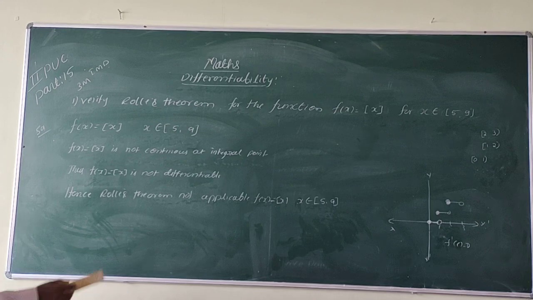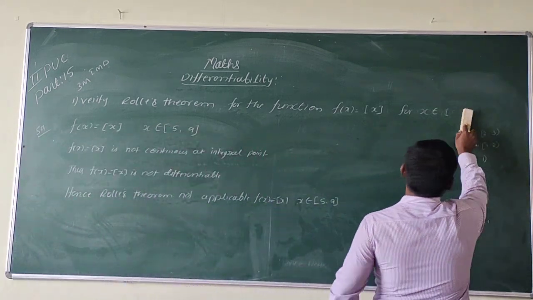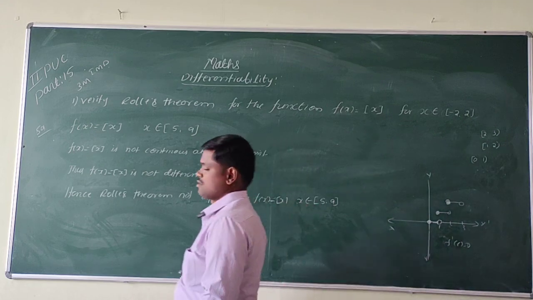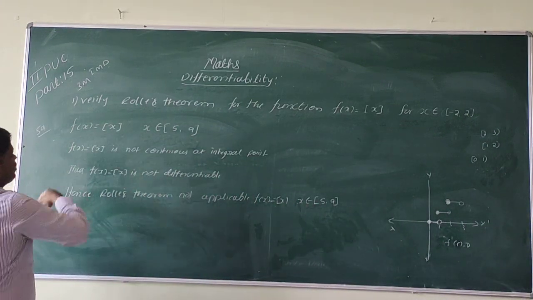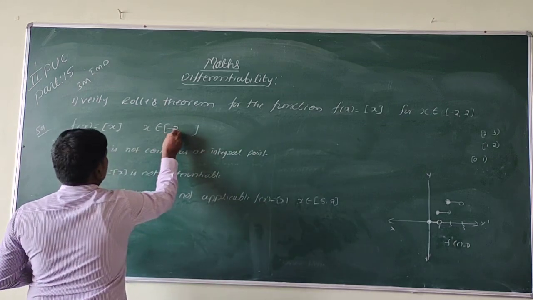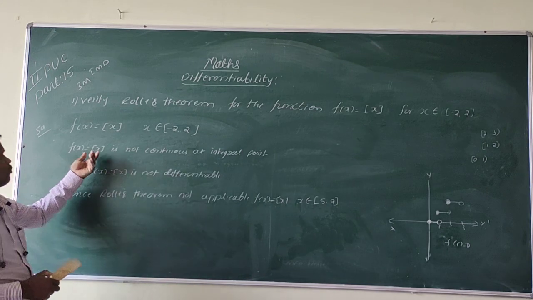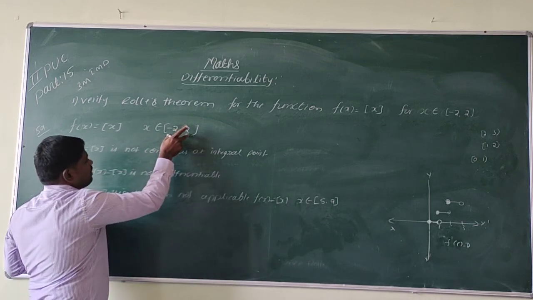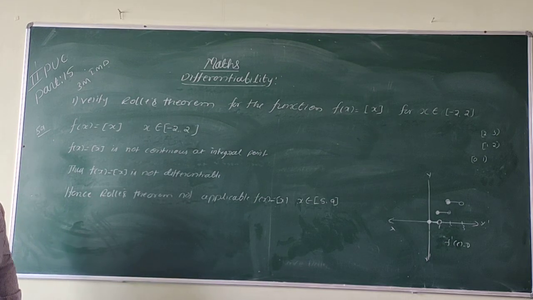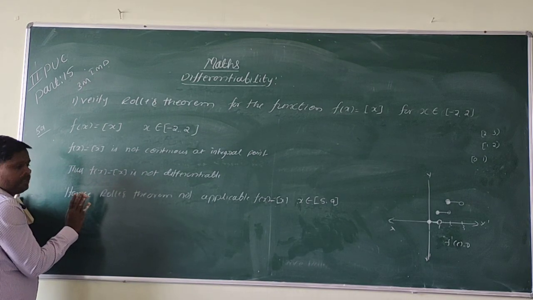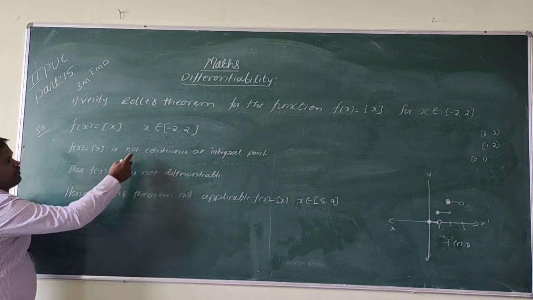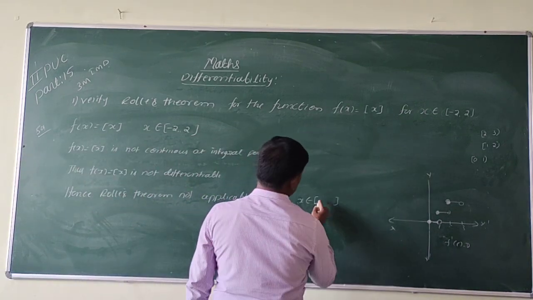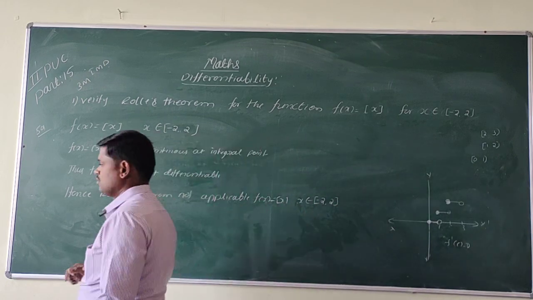Similar type of problem. Verify Rolle's theorem for the function f of x equals bracket of x in the interval -2, 2. Same problem. f of x equals bracket of x is not continuous at integral points, which is already known. Since integers lie in the given interval, it is not continuous at the integral points. Thus f of x is not differentiable in the given interval. Hence Rolle's theorem is not applicable for f of x equal to bracket of x in the interval -2, 2.